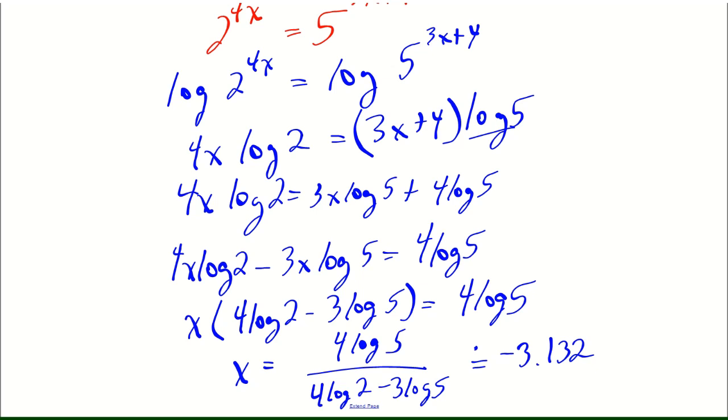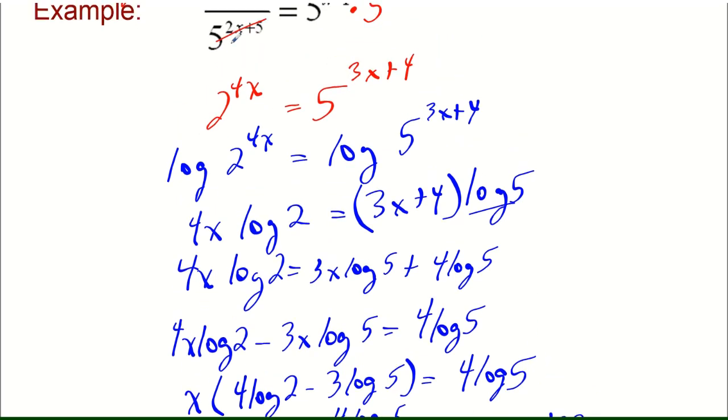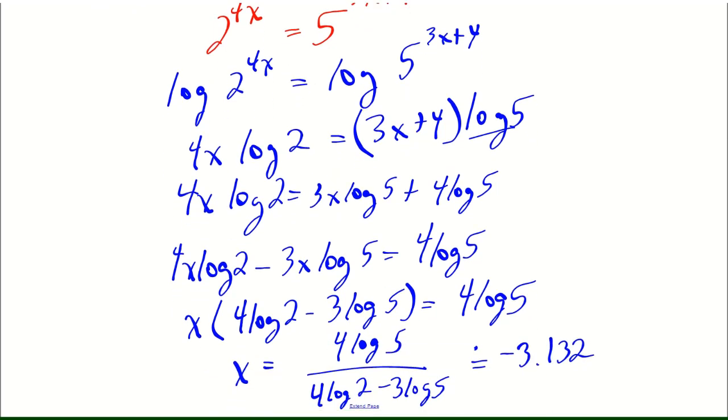Here, always go back to your original equation. The original equation, x is up in here in the exponent. There's no issue with us having negative exponents, zero exponents, fraction exponents. So we don't have to worry about extraneous roots here. That answer is fine, negative 3.132.